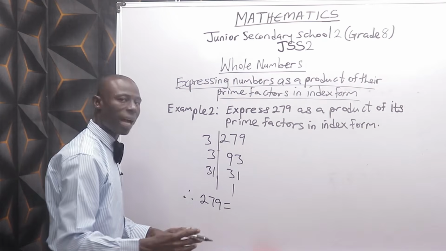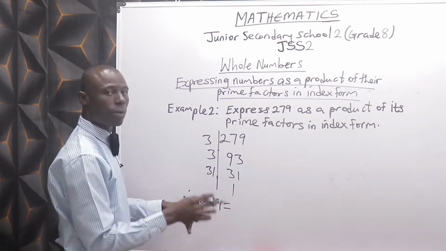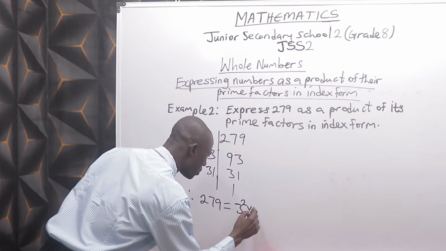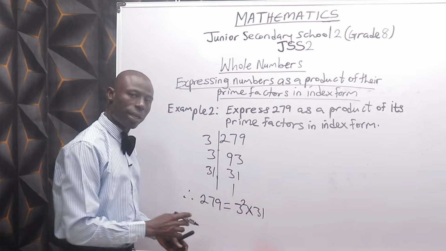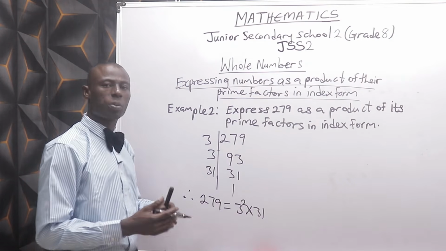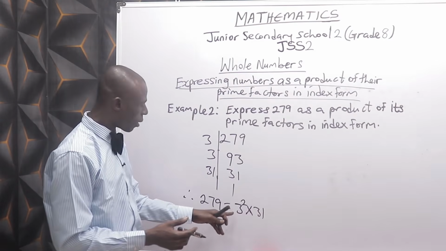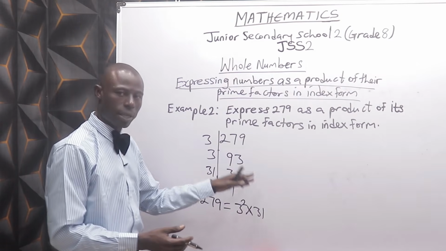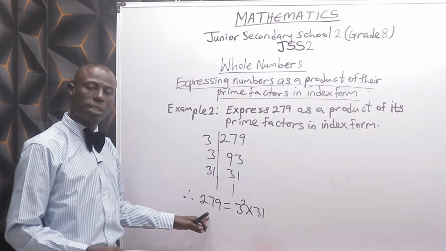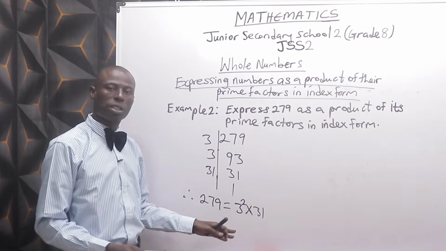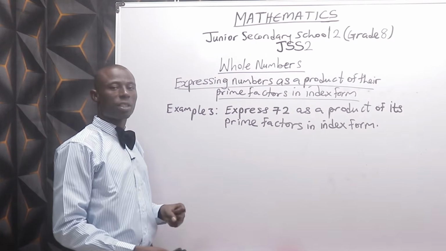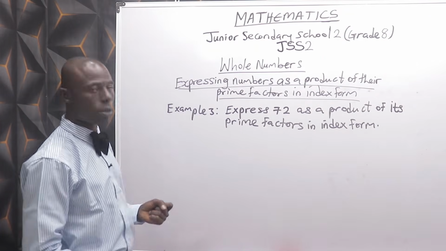279 is expressed as a product of its prime factors in index form as 3 raised to power 2 times 31. It is 3 times 3 times 31. But because we are to express it in index form, 3 times 3 is 3 squared times 31. That is the answer. That is how to express this kind of number as a product of its prime factors in index form. Let's consider the last example I have for you under this subtitle.